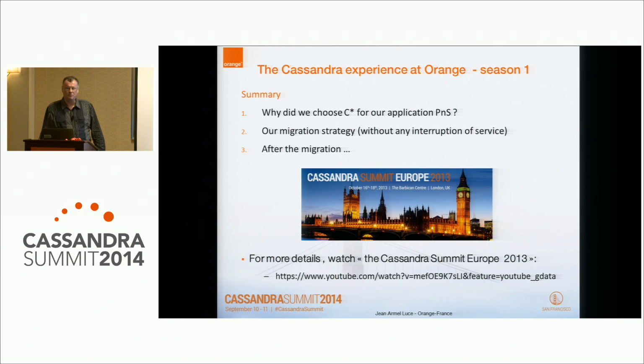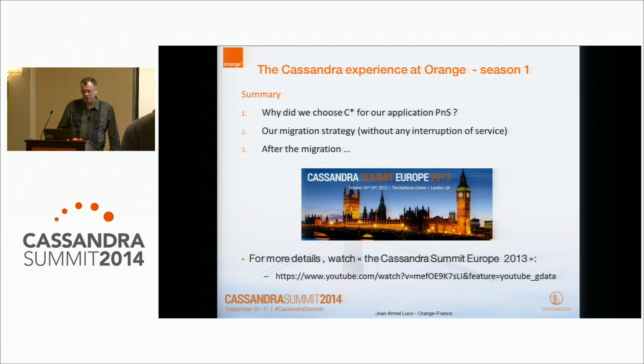At the Cassandra Summit Europe 2013. The aim of our project PNS 3.0 was to replace relational databases used by our application PNS by Cassandra. And during this presentation at the Cassandra Summit Europe, I explain why we chose Cassandra for our application PNS, how we did the migration of the PNS data from relational databases to Cassandra without any interruption of service, and the new behavior of our application PNS after the migration to Cassandra.